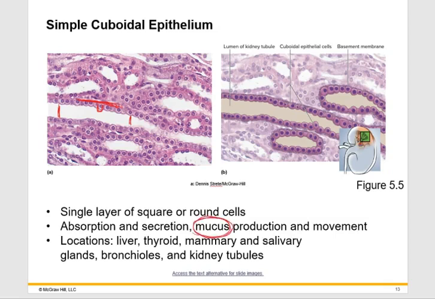So we have simple cuboidal epithelium in many places. Most people remember salivary glands and kidney tubules. At this point, you shouldn't completely understand what the kidney does, but the kidney does both absorption and secretion. So that's why it's kind of the characteristic example of simple cuboidal epithelium.